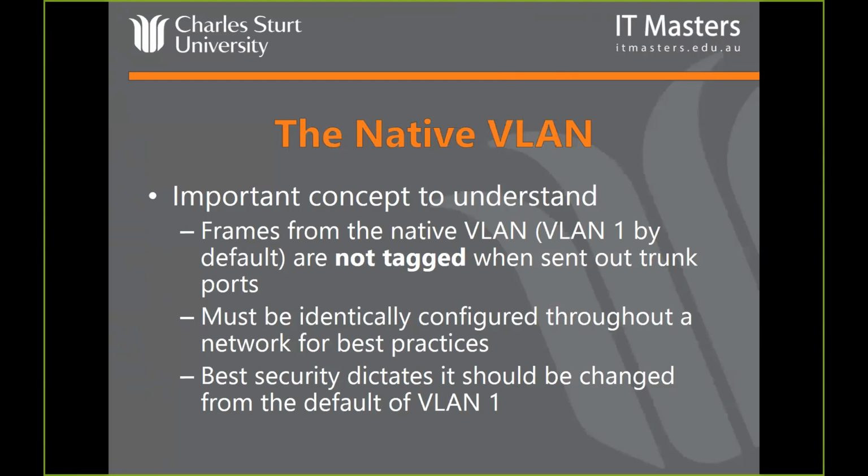It is set to 1 by default. Best security practices would dictate that you change it to something else, because if you connect something in VLAN 1, it will just transmit frames across the network without being tagged, which can be a security issue.